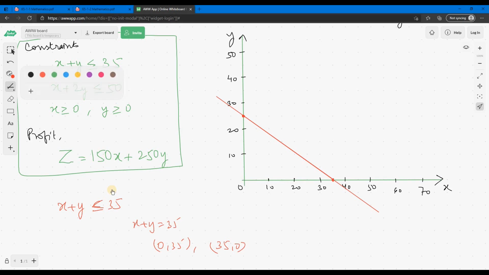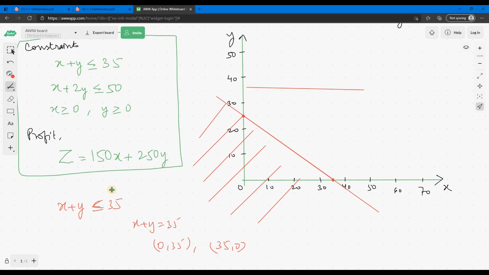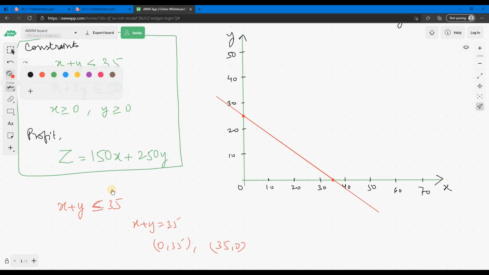Now this line divides this region into two planes, the two sides, because any line divides any plane in two parts, and this inequality will be represented by one of the regions, either the above one or the below one. So to find that, this is less than or equal to, so this is the lower part.